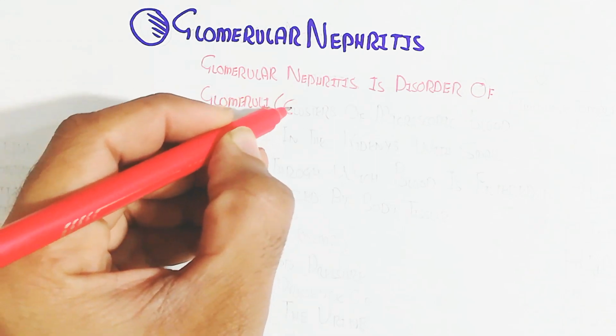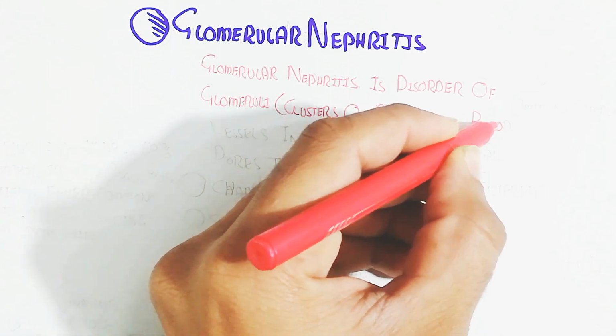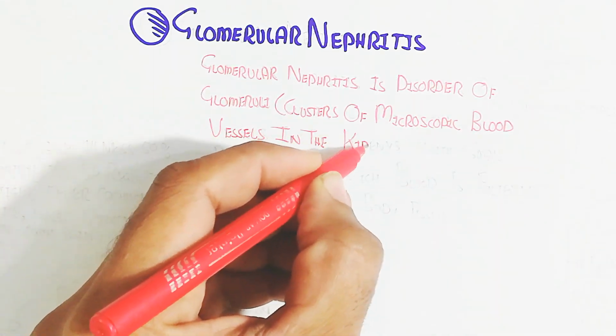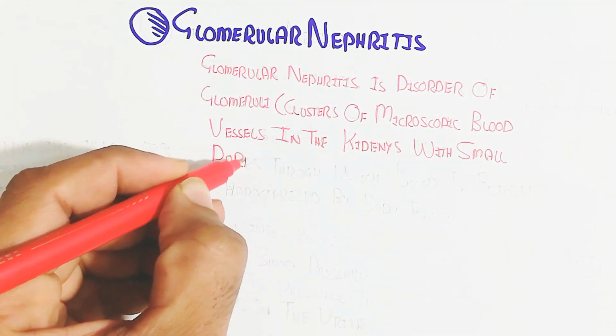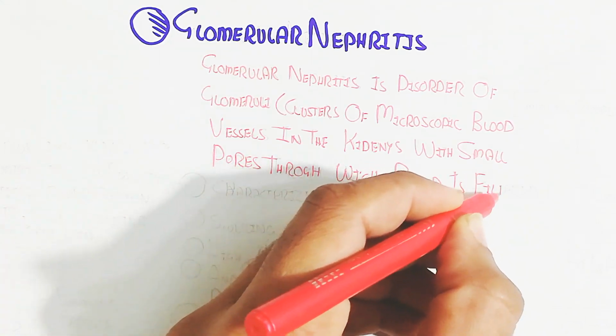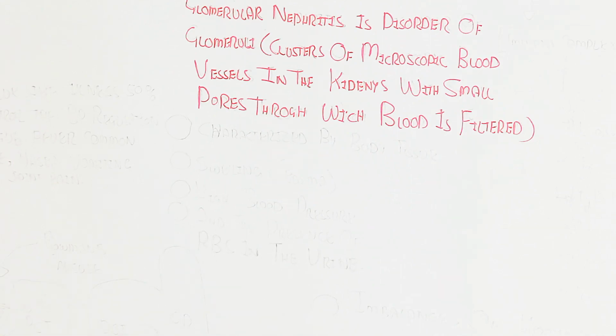What are glomeruli? These are clusters of microscopic blood vessels in the kidney with small pores through which blood is filtered. The glomerulus problem is characterized by body tissue swelling, and this swelling will lead to edema due to water retention.